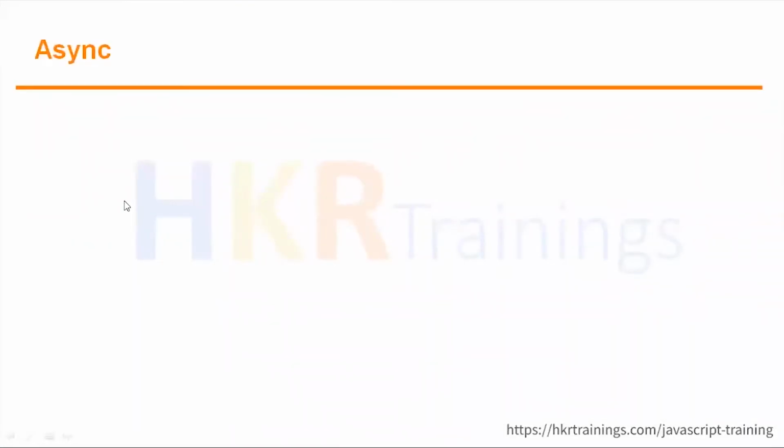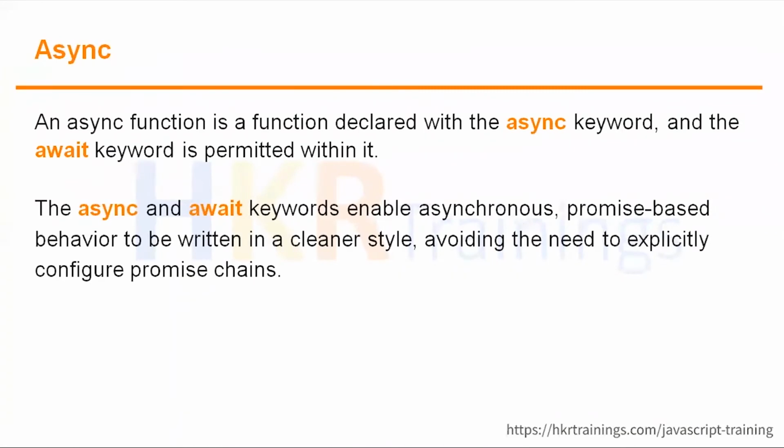Now let's go to async. In this async function, async is a keyword actually, where we can use both async and await keywords. This is mostly used in promise-based behavior. So let's say you're writing some code, and you know that it will return the value maybe after some time, maybe 1 hour or 2 hours, or maybe 1 day or 2 days. In that case we can use the async and await keywords.